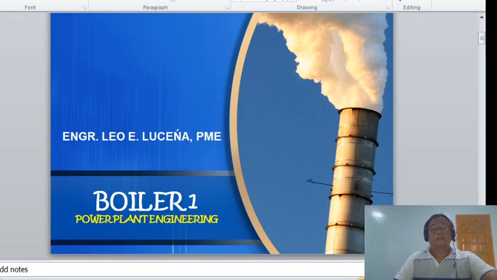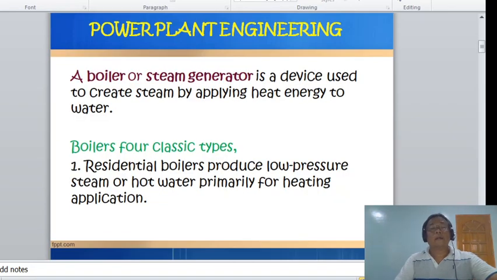Okay, class, good afternoon. So this is another topic in power plant engineering. This is the first part of the topic. The topic is now boiler. Let us first define what is meant by a boiler. A boiler or steam generator is a device used to create steam by applying heat energy to the water. So, boiler is a steam generator.